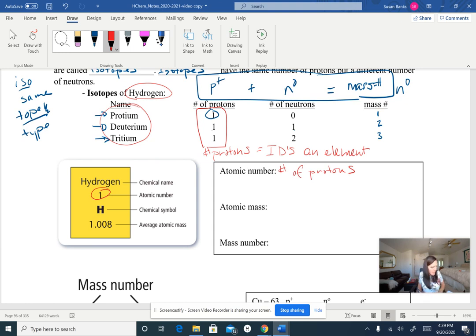Okay? Atomic mass is, notice, we have the average atomic mass. So I should put an average here. The average atomic mass is the weighted average of the relative abundance of the isotopes.